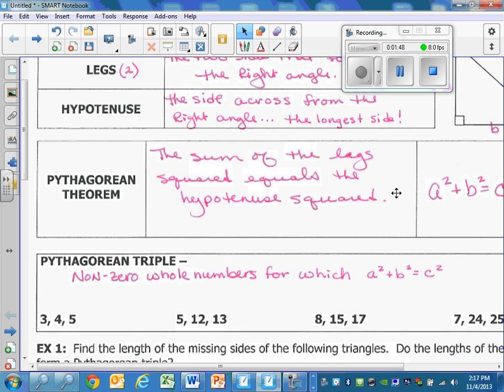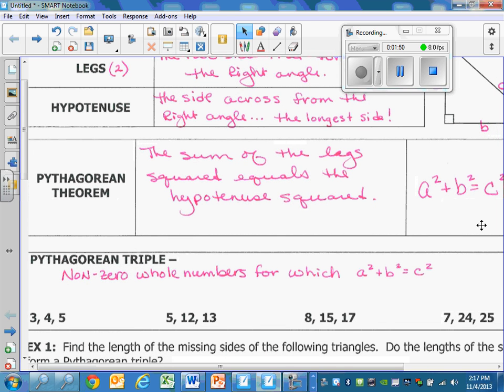Before I show you exactly how it works, I want to tell you about some perfect Pythagorean theorem problems. These are called Pythagorean triples. If I have non-zero whole numbers for which a squared plus b squared equals c squared, I would have these four. There are more, but they're much larger, so we'll focus on these four for a second.